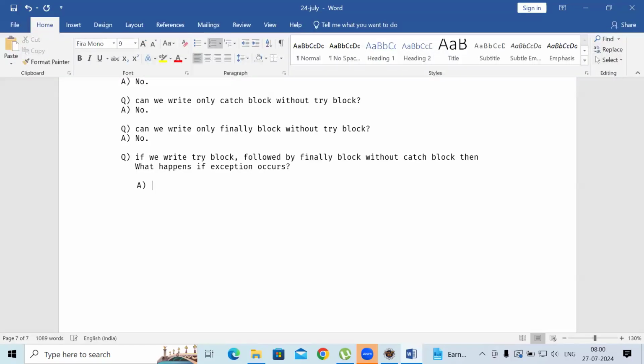First point: if an exception occurs in the try block, the control will search for the nearest catch block.